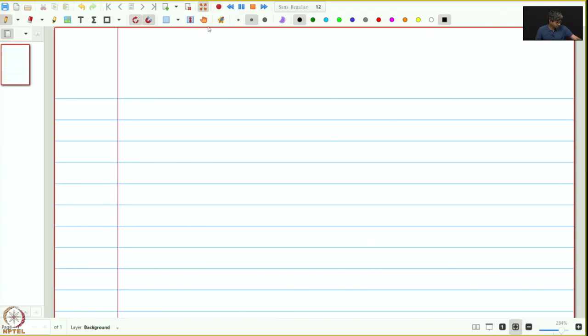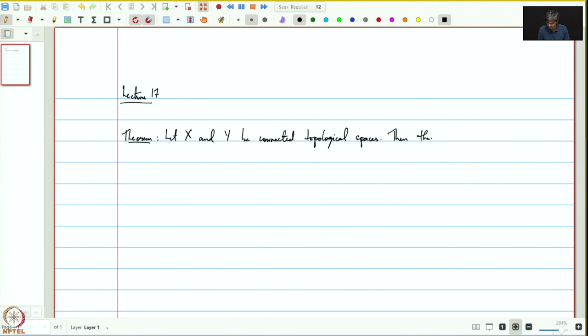So let us continue with our discussion on connectedness. So the main result we are going to prove today is the following theorem. Let X and Y be connected topological spaces. Then the product X cross Y with the product topology is connected.